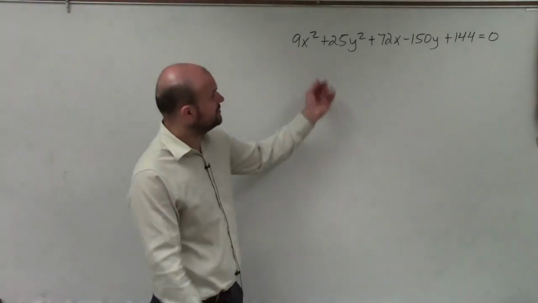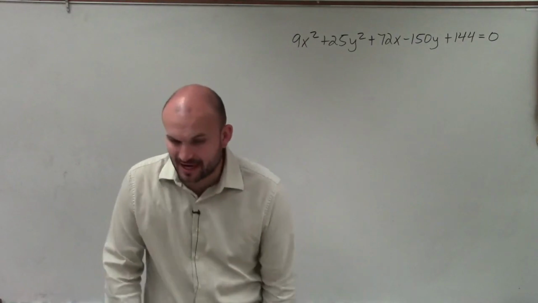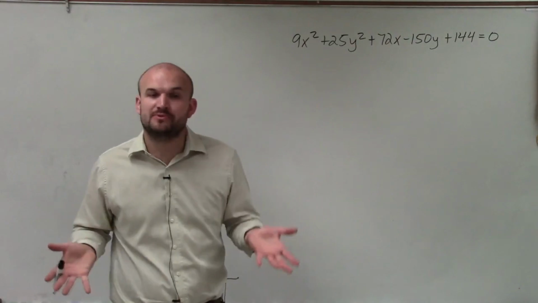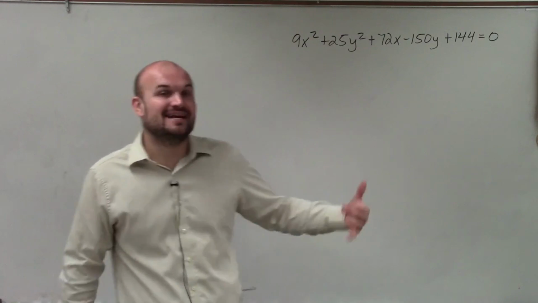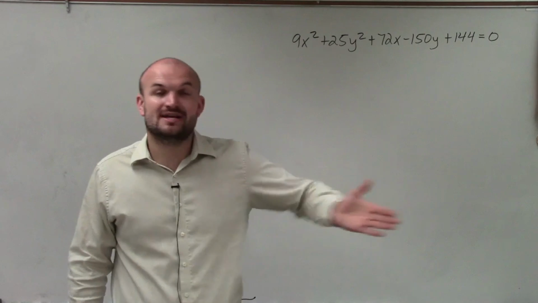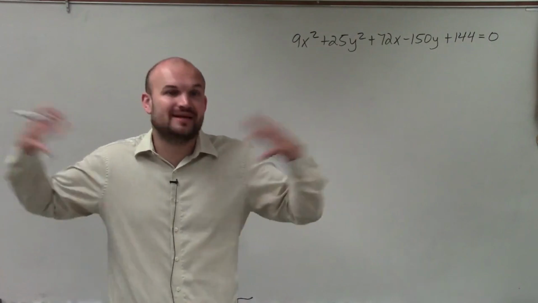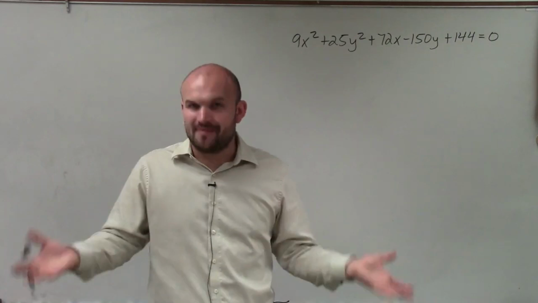Welcome. So what I'd like to do is show you how to graph this ellipse. But in order to graph this ellipse, we've got to make sure we write it in our standard form. And when we write it in our standard form, then we can identify if the major axis is horizontal or vertical. And once we know that, we can start identifying those values, and that's going to help us graph it.